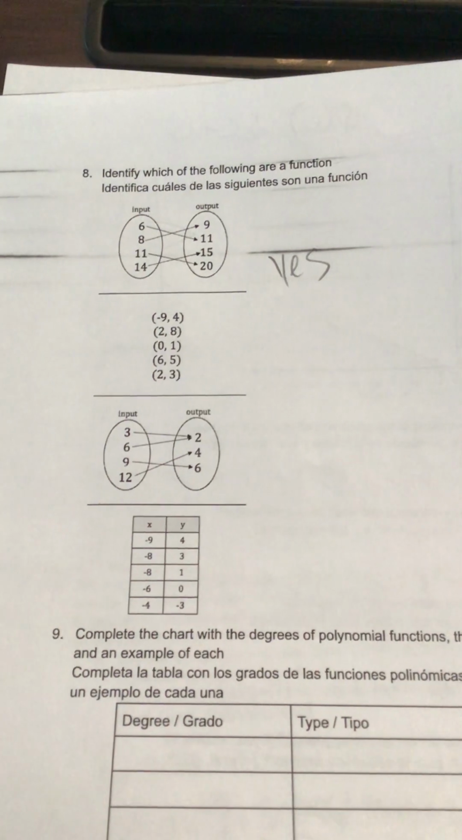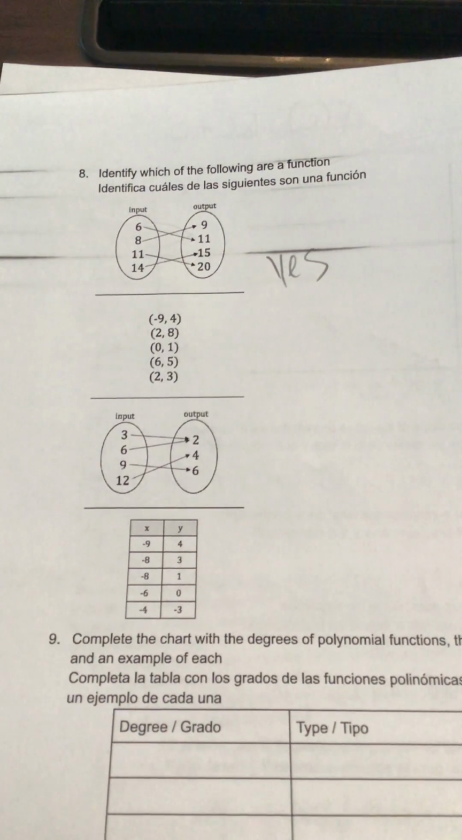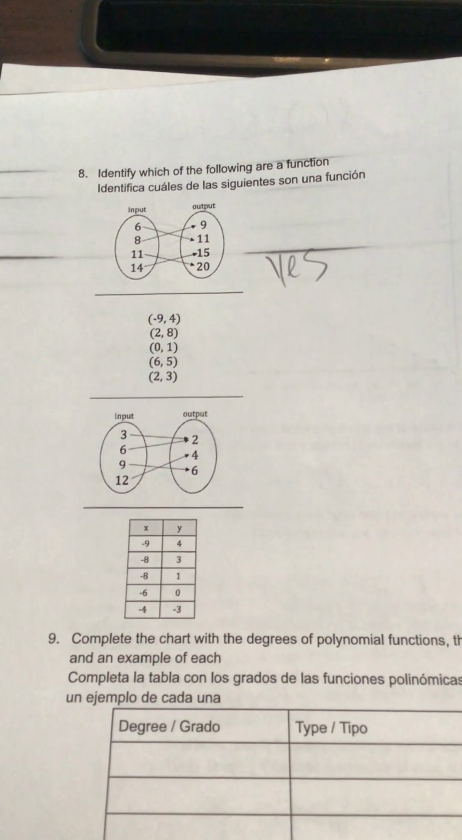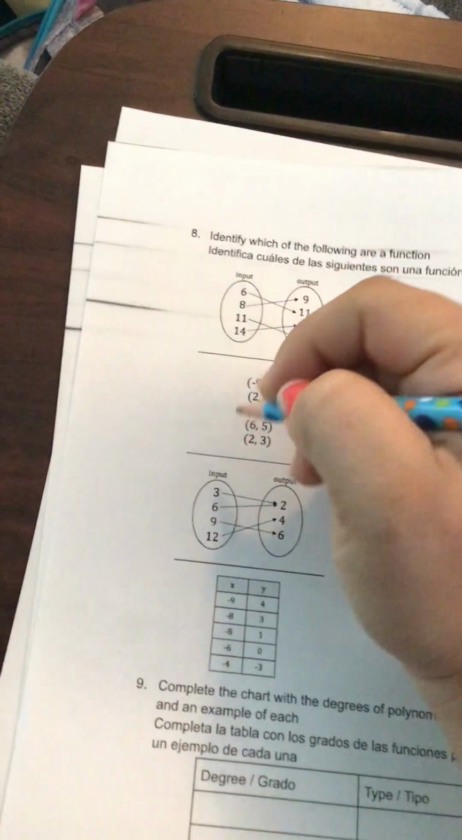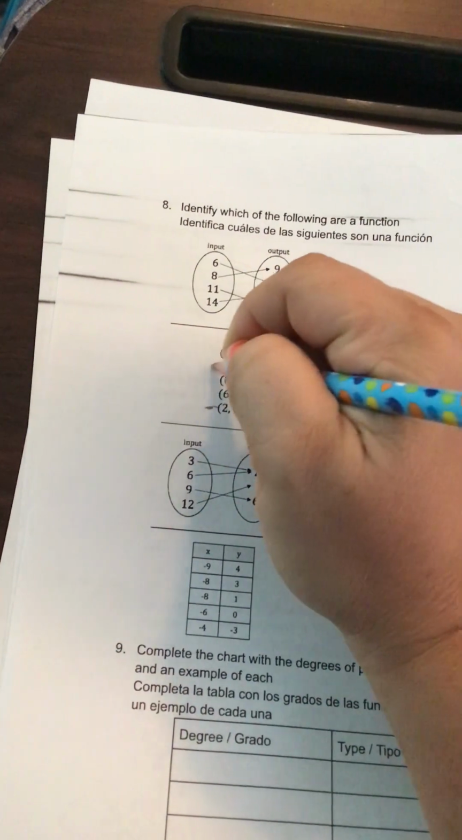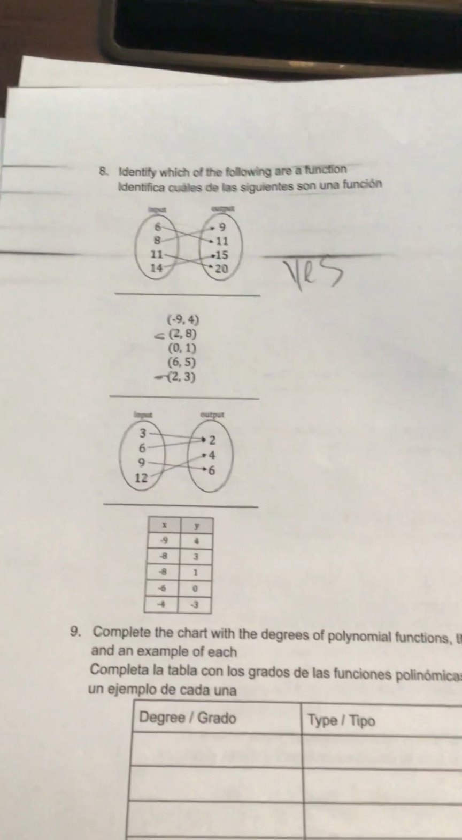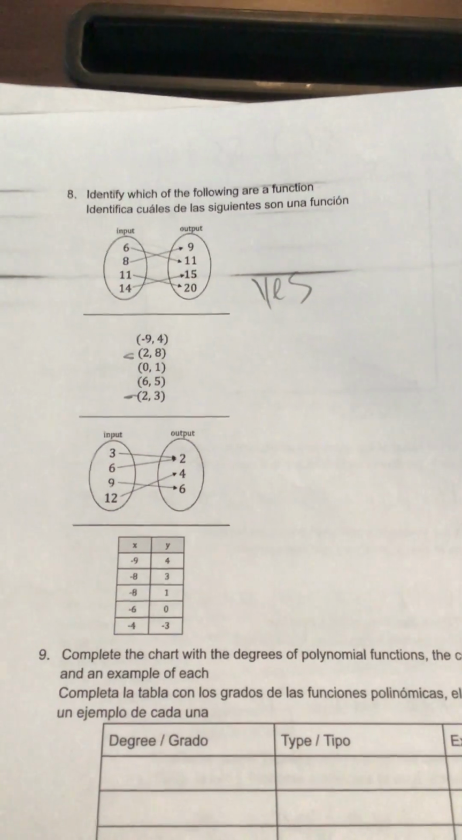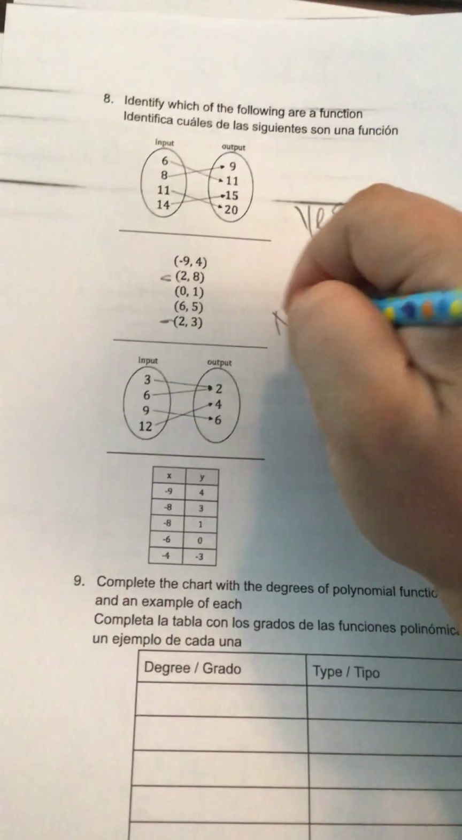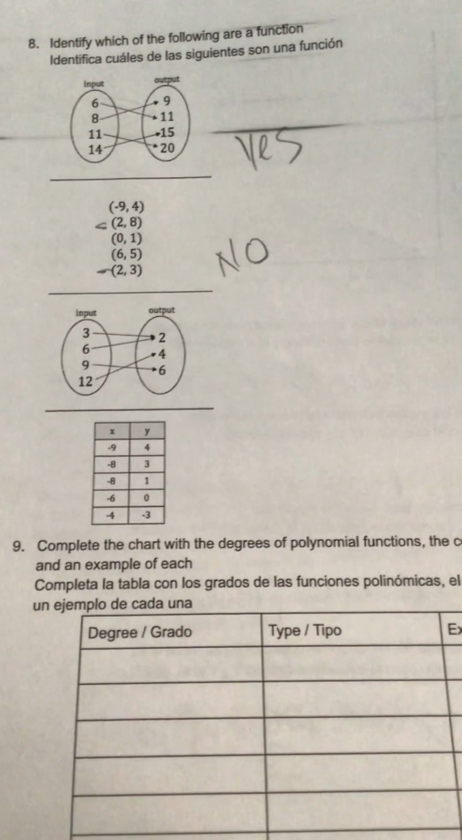In the second one here, I have a -9 with a 4, a 2 with an 8, a 0 with a 1, a 6 with a 5, and a 2 with a 3. Because I have a 2 here and a 2 here as my x, those are the same x values, which I cannot have. So this one then is a no.